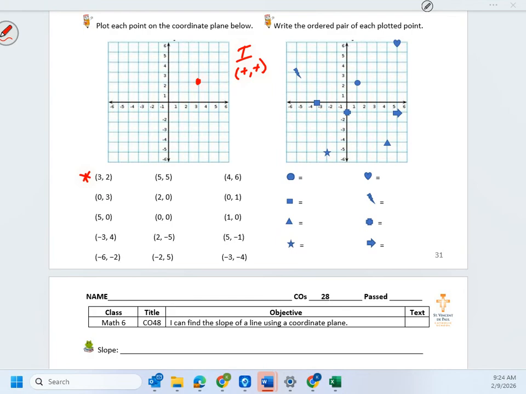On our other side, we have some shapes on the graph. We need to write what the ordered pair is. So if I look at that graph, I see my first shape is a filled in circle. Who could write that ordered pair for us? Michael. So right after the equal sign, write the ordered pair for where the circle is on the graph.